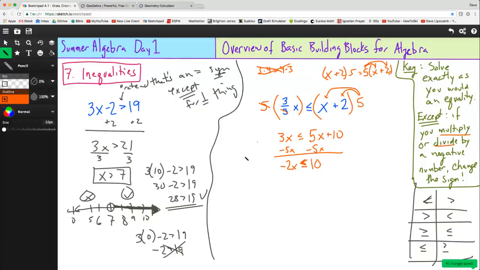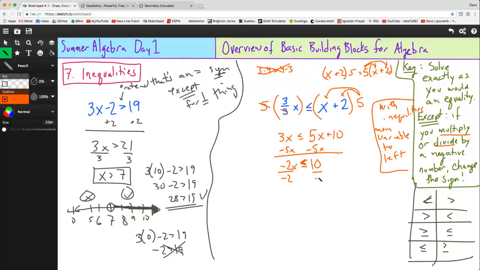One more point. Whenever we're doing inequalities, try to move the variable to the left. Always have your variable on the left. It'll make your graphing so much easier. Okay. So now we have to divide both sides by -2.